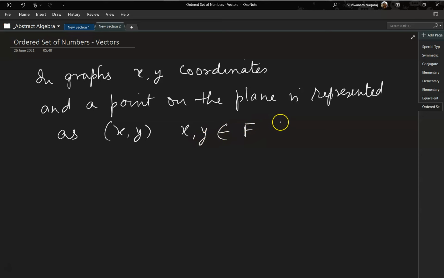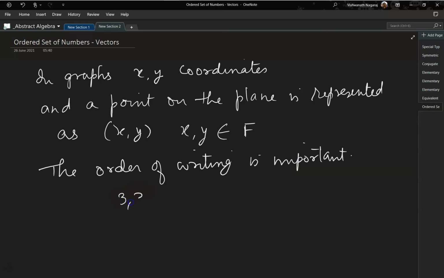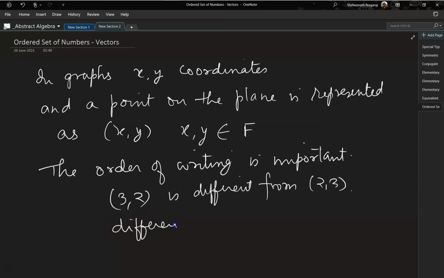If we are interested in real numbers, then they belong to real numbers. So depending on that. Now the order of writing is important here. So (3, 2) is different from (2, 3), since they represent different points on the coordinate plane.